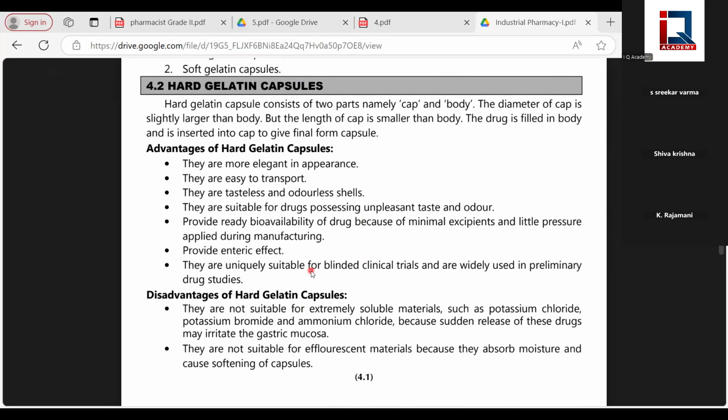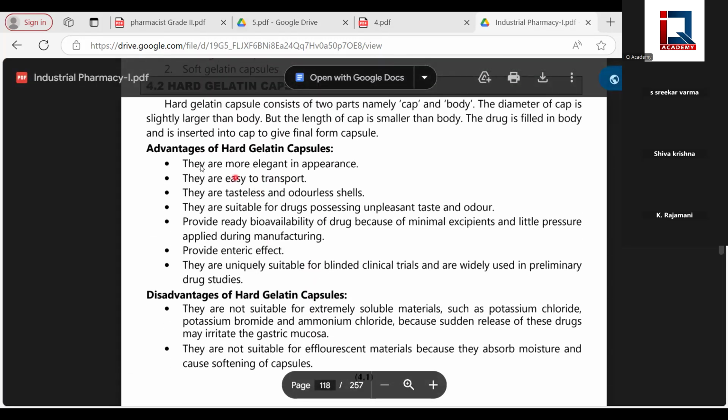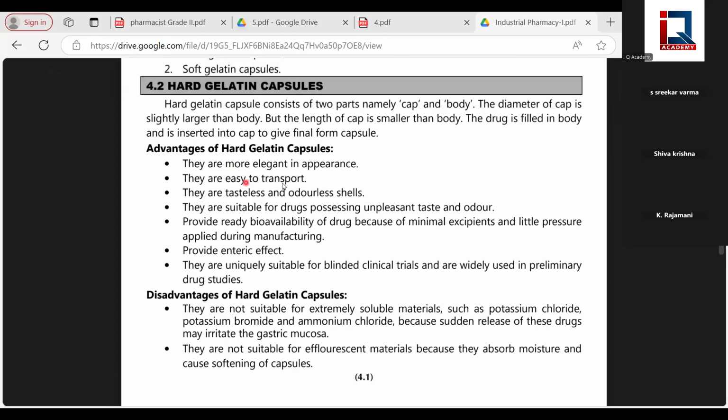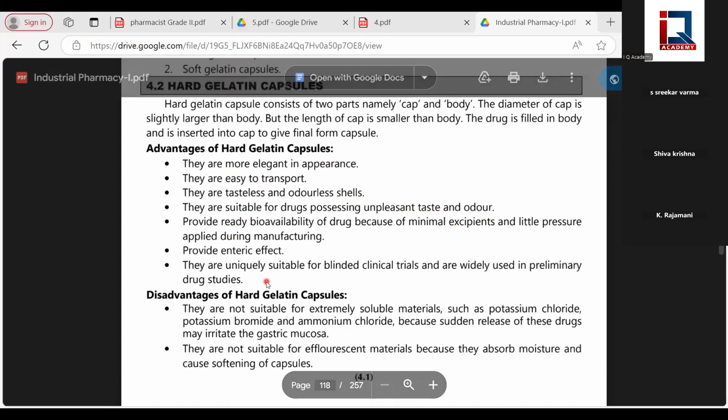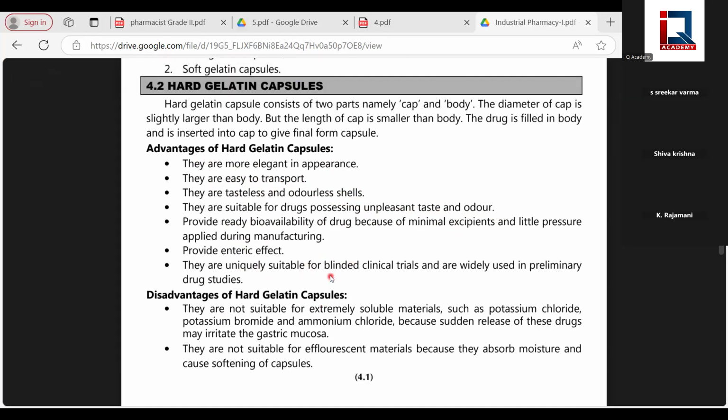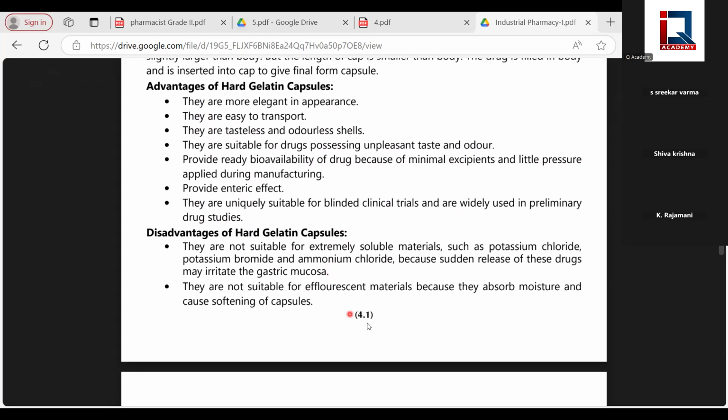The reason is, if we store aqueous preparations in a hard gelatin capsule shell, it is going to dissolve the shell. That is the major disadvantage, and it is not seen in the soft gel capsule. So a lot of advantages: more elegant in appearance, easy to transport, tasteless and odorless shells are prepared, can mask the taste and odor, bioavailability can be enhanced, and an enteric coating effect can be obtained, preventing dissolution in the stomach. So these are the advantages of hard gel capsules.